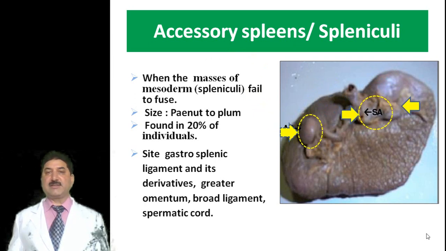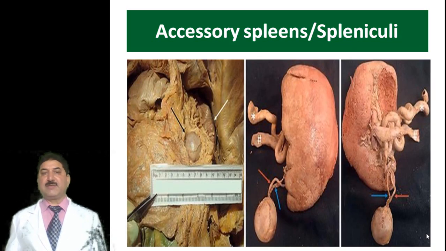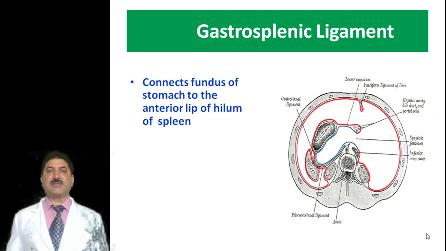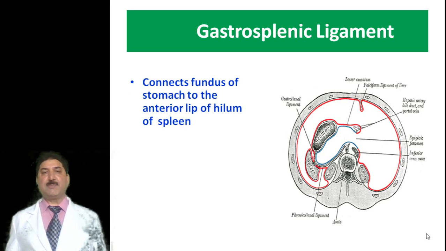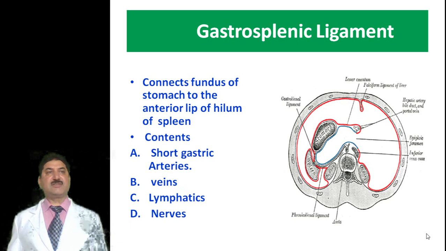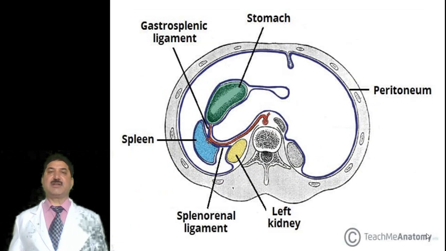Here we can see the accessory spleens or spleniculi. Again, we can see these spleniculi in relation with the hilum of the spleen. Now, the gastrosplenic ligament, as already said, connects the fundus of the stomach with the anterior lip of the hilum of the spleen. This ligament contains short gastric arteries, short gastric veins, lymphatics, and sympathetic nerves.